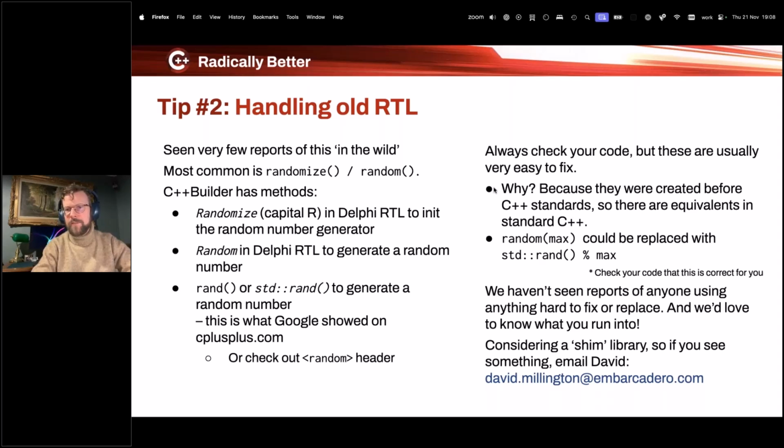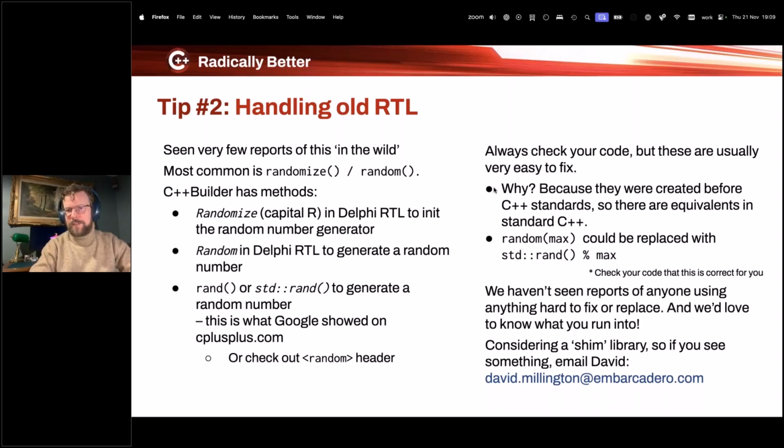So random within a range can be replaced with std::rand modulo that maximum, for example. You should obviously check that that code is correct for you. Please do that. But look, we have seen very few reports of this in the wild, and we haven't seen reports of anything particularly hard to fix or replace. But we would love to know what you're running into.